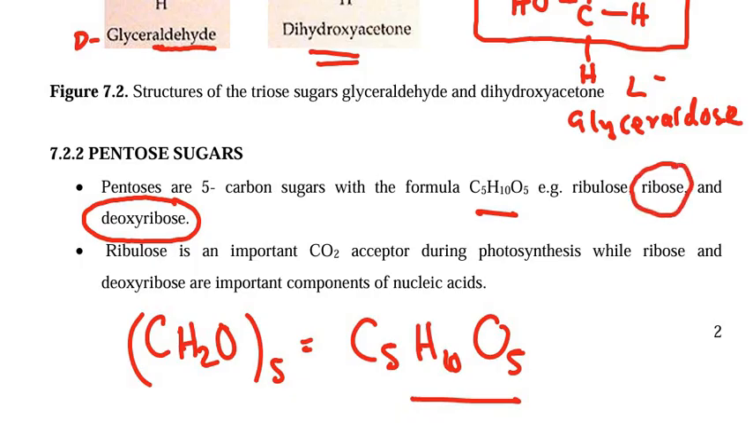So the ribose has more oxygens, or hydroxyl groups, as compared to the deoxyribose. This one is deoxygenated. Ribose is an important carbon dioxide acceptor during photosynthesis, while ribose and deoxyribose are important components of nucleic acids. So ribose is one of the components that you find in the structure of green plants.